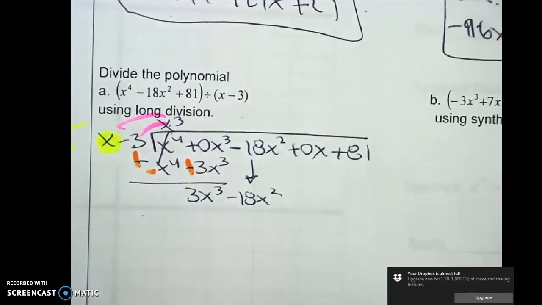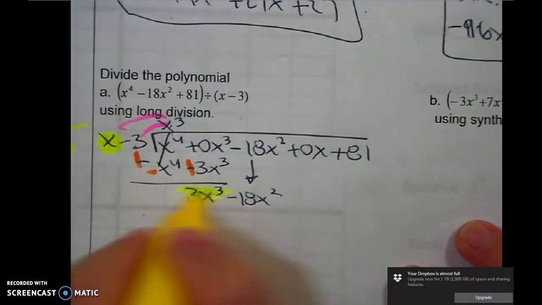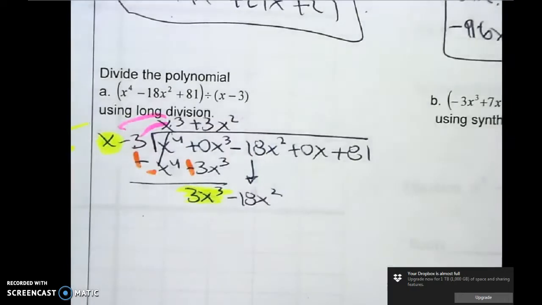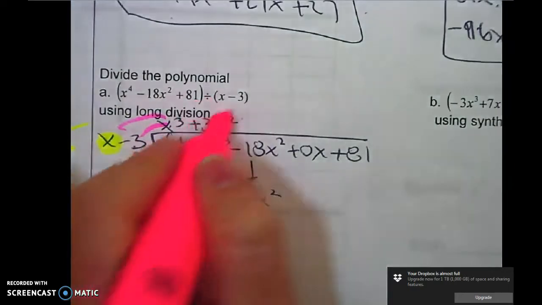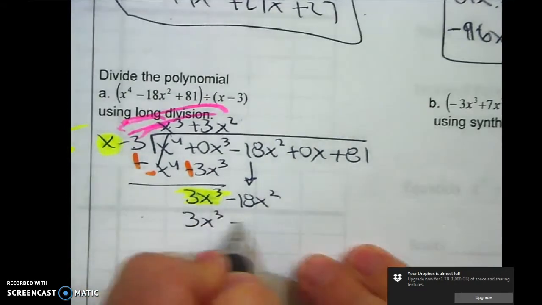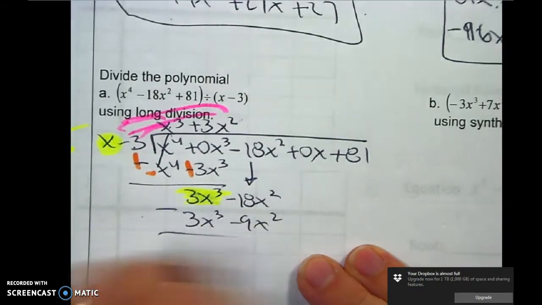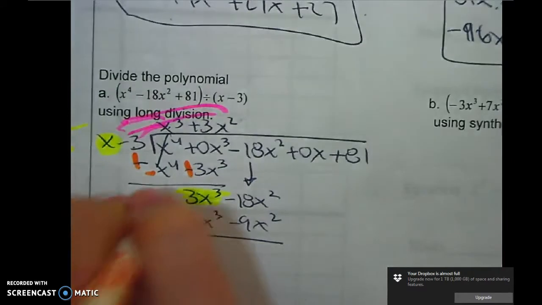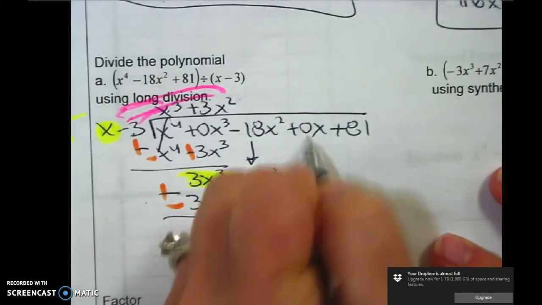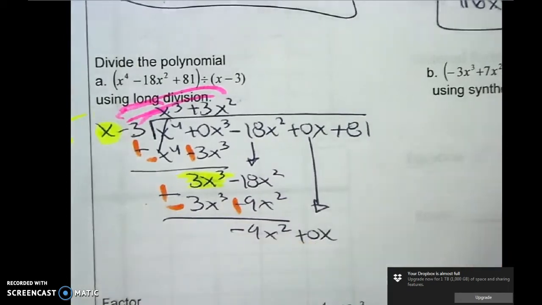Now, start again. You're going to divide this into 3x cubed, which is 3x squared. Now, multiply, multiply. 3x cubed minus 9x squared. Subtract. Change the signs of everything to the right. Negative 9x squared, bring down plus 0x.